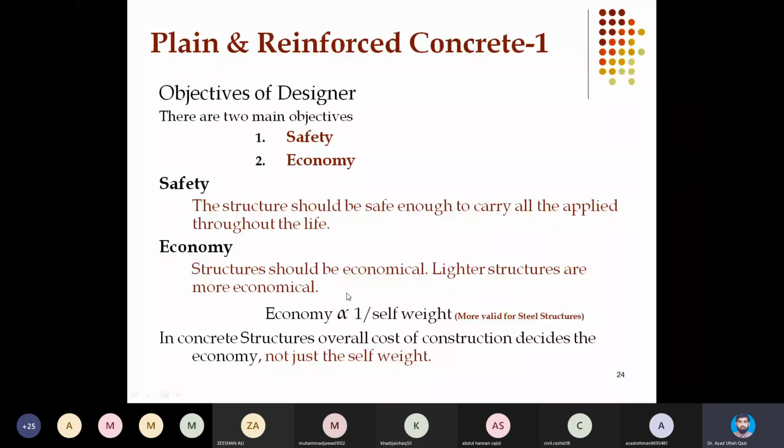There is one relationship given here that economy is inversely proportional to self-weight, but in bracket it is mentioned more valid for steel structures because in steel structures cost is directly related with the weight of the steel. However, even in concrete structures, when the self-weight will get bigger, then footing size will also be increased, and with more self-weight, the lateral forces will also increase. So even in concrete structures, reducing the self-weight will definitely improve the economy.